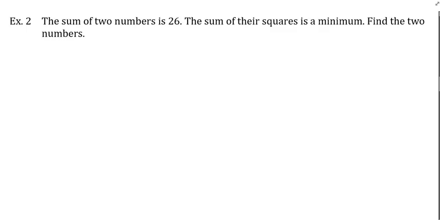Okay, one more. This looks familiar, I hope. The sum of two numbers is 26. The sum of their squares is, but instead of giving us the amount, it says a minimum. And when that happens, we're not factoring, we're not using the quadratic formula. It says minimum, so we're finding the vertex. That's where the minimum of a quadratic occurs.